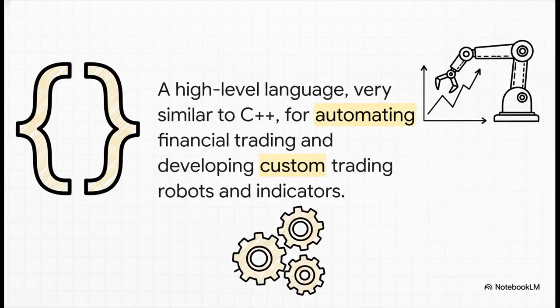So, what is MQL5 at its core? Well, think of it as a high-level language, super similar to C++, that gives you the power to automate financial trading. It's the engine that lets you translate all that complex market analysis and all your trading rules into code that the MetaTrader platform can run for you 24/7.